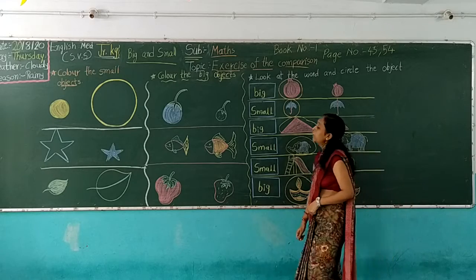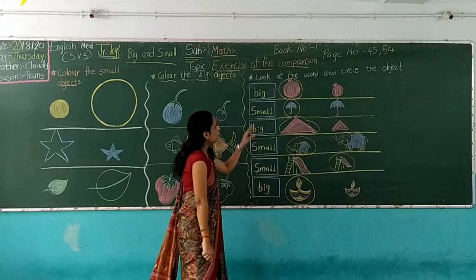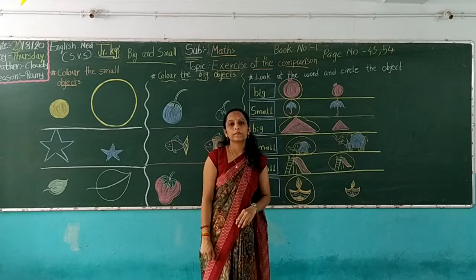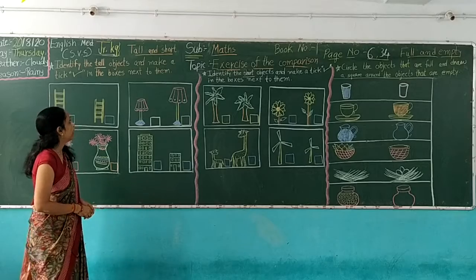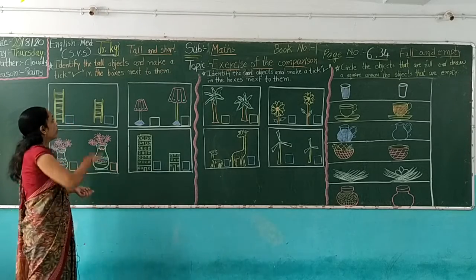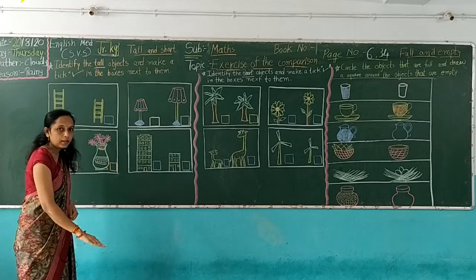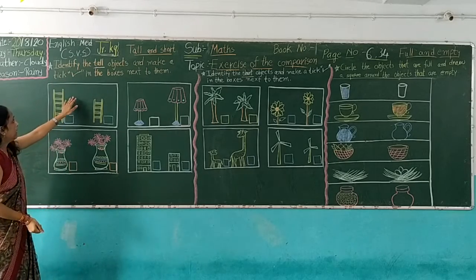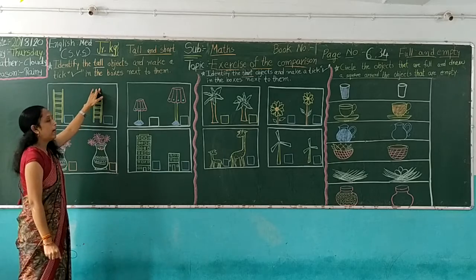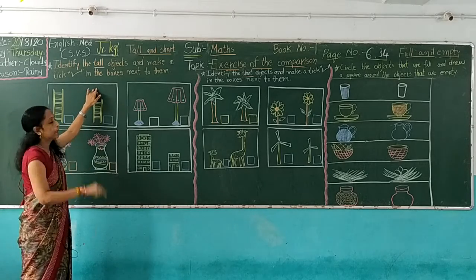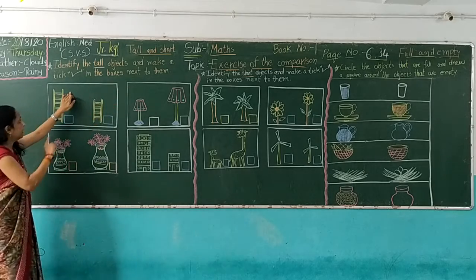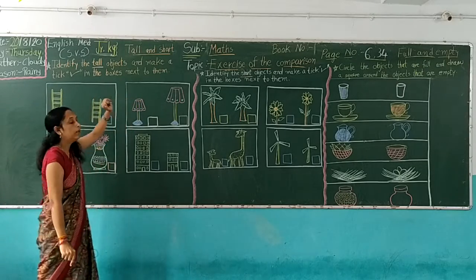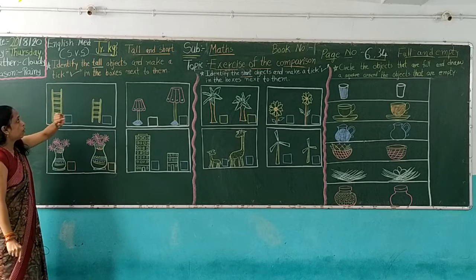So students, write in your book number 1 and page number 43 and 54. So students, our new topic is tall and short. Tall and short. So identify the tall object and make a tick in the boxes next to them.